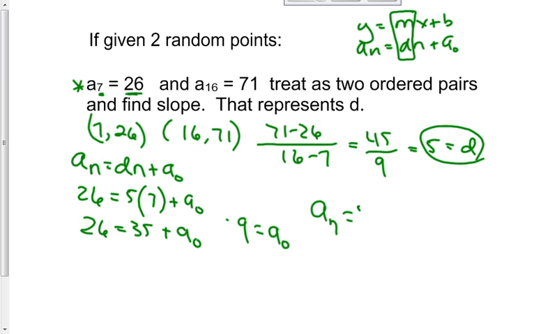A sub n equals 5n, common difference is 5. 5n subtract 9. And again, once you find that model, they might ask you, okay, now can you tell me any other point? They might say, okay, what's the 12th point? All you have to do now is plug in your 12. 5 times 12 minus 9, and so on. But you can't do any of this, of course, until you get your explicit formula.